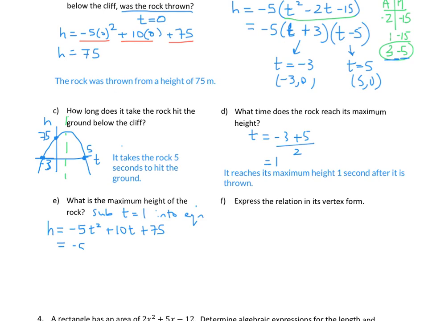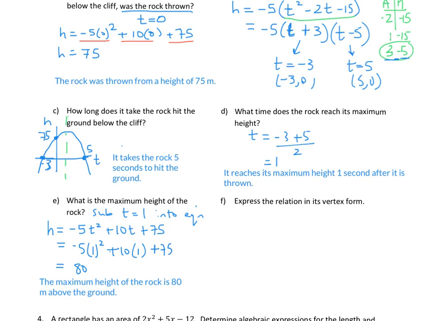Equals -5 times 1 squared, which will just be -5, plus 10 times 1, which will be 10, plus 75. We know the answer should be bigger than 75 because it started at a height of 75. That's going to be adding 5, that's going to be 80. All right, so the maximum height of the rock is 80 meters above the ground.